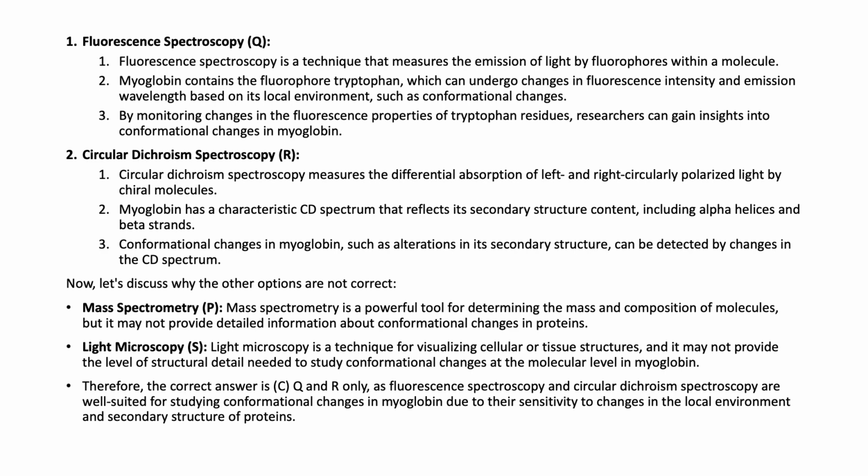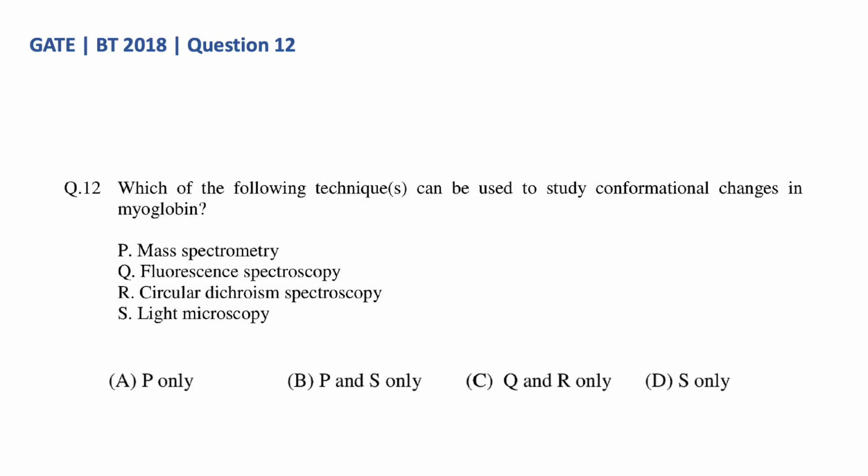So the correct answer to the question would be option C, Q and R only, because fluorescence spectroscopy and circular dichroism spectroscopy can be used to study the conformational changes in myoglobin, but not mass spectrometry and light microscopy. So that answers this question.